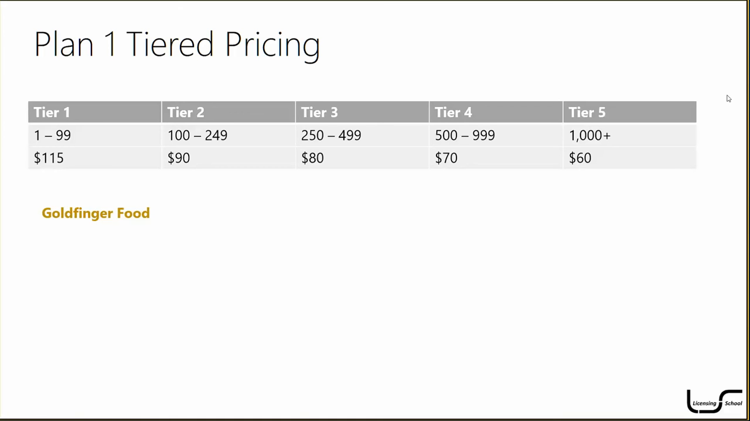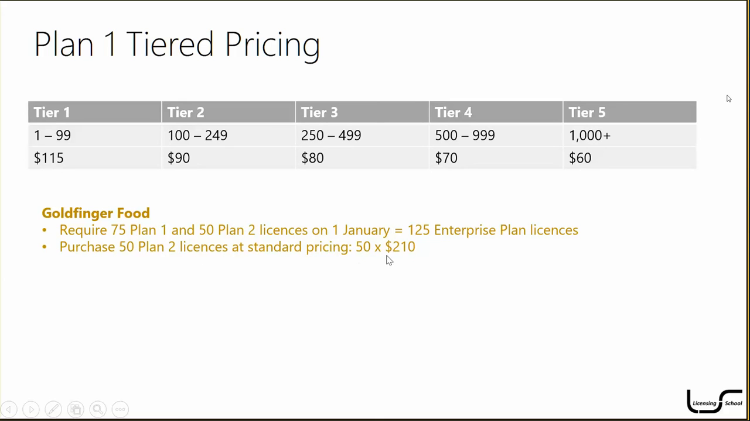So let's take an example. Goldfinger Food. They need 75 Plan 1 and 50 Plan 2 licenses on the 1st of January. Now, would you agree that that's a total of 125 enterprise plan licenses? So Plan 1 and Plan 2 are enterprise plans and they need 125 licenses. However, it's only Plan 1 that's eligible for tiered pricing. So what would happen is they would buy their Plan 2 licenses at standard pricing, so 50 at 210, but they get tiered pricing on the Plan 1.